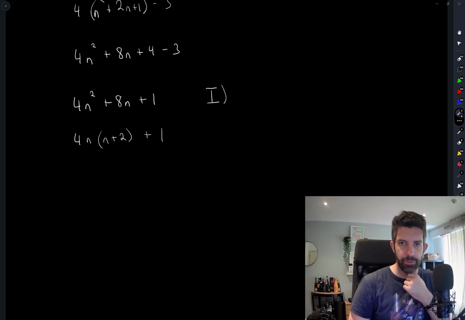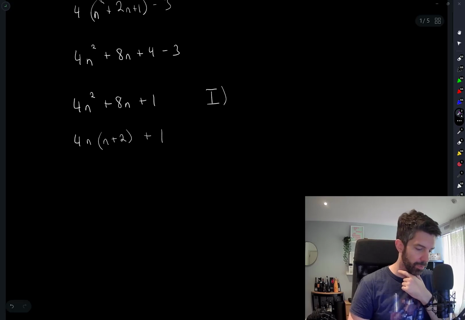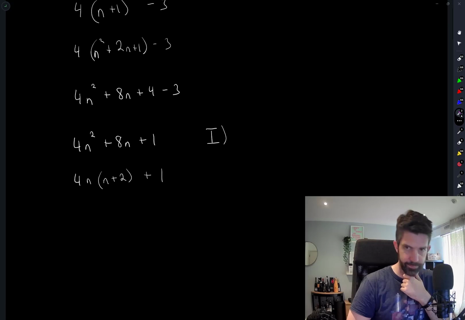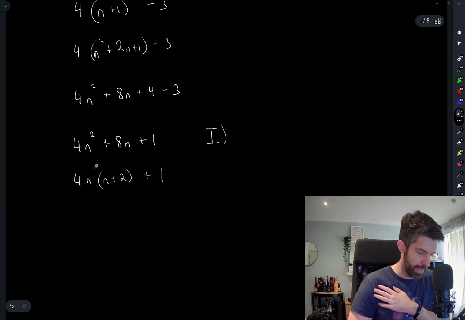3, the final answer is 1 more than a multiple of 8. No, I don't think so. You know, it's certainly 1 more than a multiple of 4. Right, if I let n be equal to 1, then this is 12, and so 3 is not correct.